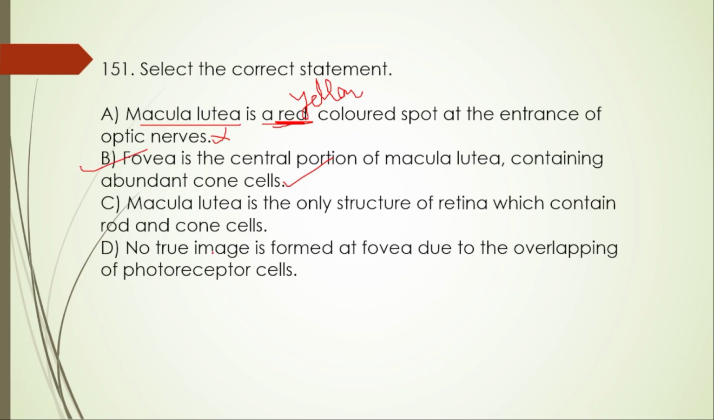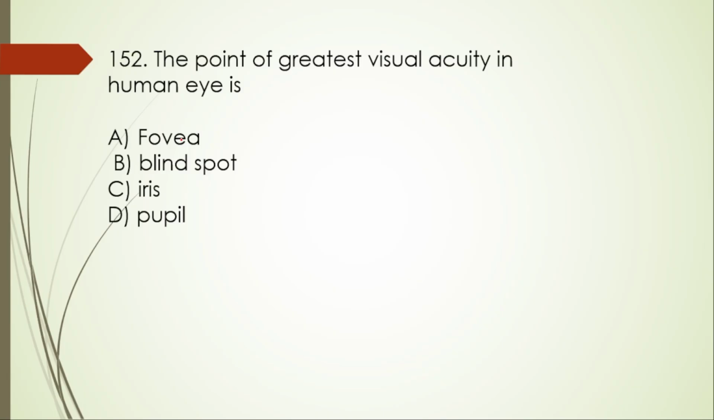Correct statement is B. C, macula lutea is the only structure of retina which contains rod and then cone cells. No, because both rods and cones are found throughout most of the retina except the fovea. D, no true image is formed at fovea due to the overlapping of the photoreceptor cells. No, it's wrong, because the fovea is actually the point of greatest visual activity, that is acuity, where the sharpest image is formed. Okay, so here 151 right option is B.